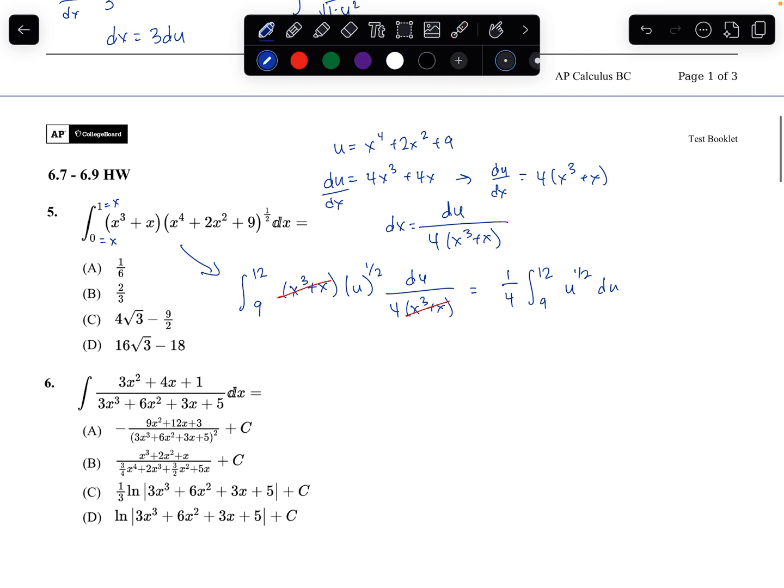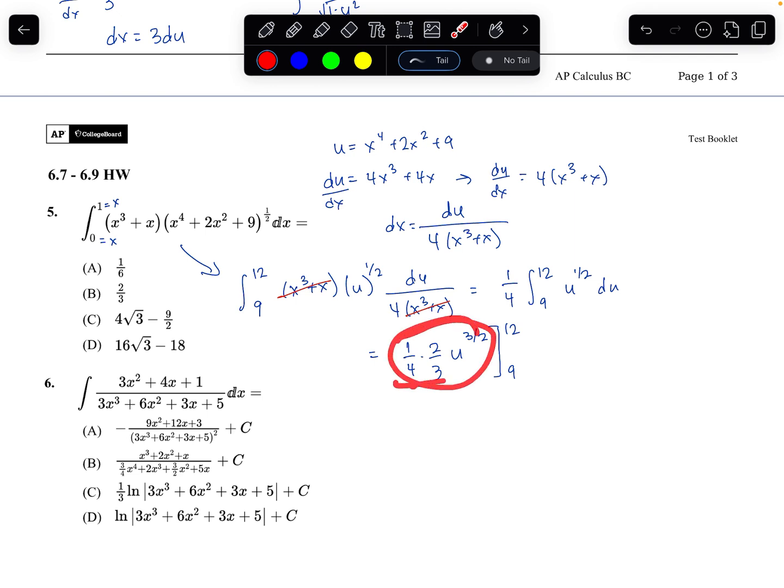require the power rule. So the antiderivative for u to the 1/2 is going to be u to the 3/2 power times 2/3. But don't forget that I have this 1/4 on the outside, so times by 1/4. And then we're going to eventually evaluate this from 9 to 12. And then let me clean up my antiderivative part. So this is my antiderivative part, and eventually I'm going to do f of b minus f of a.